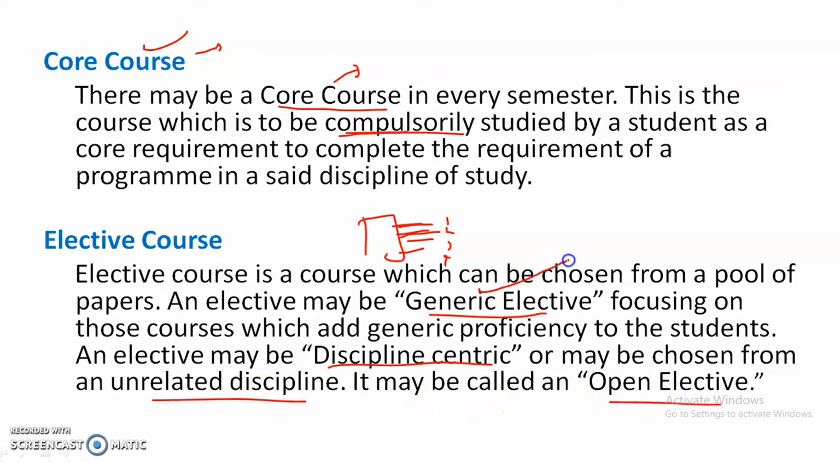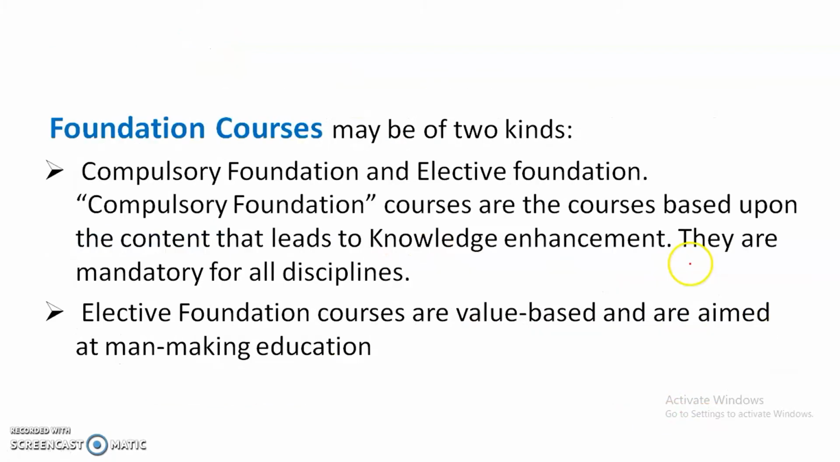A generic elective means the subject has to be selected based upon his department only, his discipline only. Open elective means the student can select any one subject from other departments or other disciplines also. So these are the 2 different types. Coming to the foundation course, we have 2 types: compulsory foundation and elective foundation. Compulsory foundation courses are based upon contents that lead to knowledge enhancement. They are mandatory to all the disciplines.